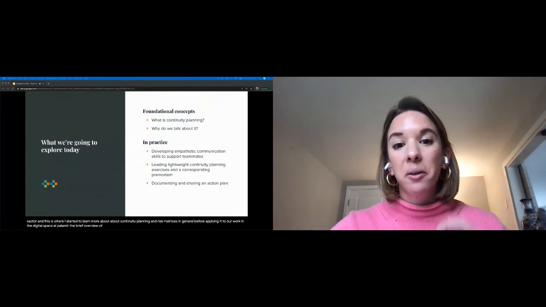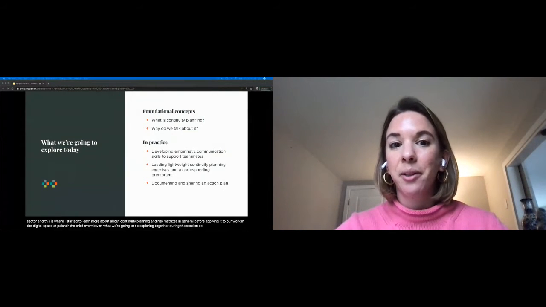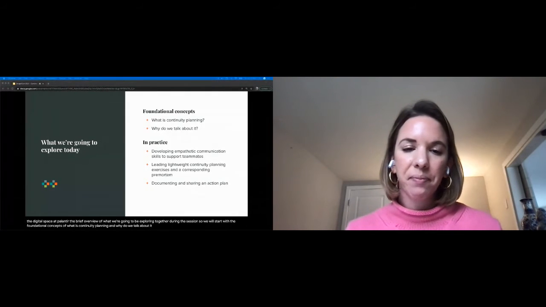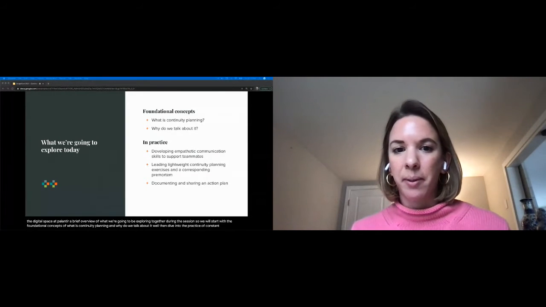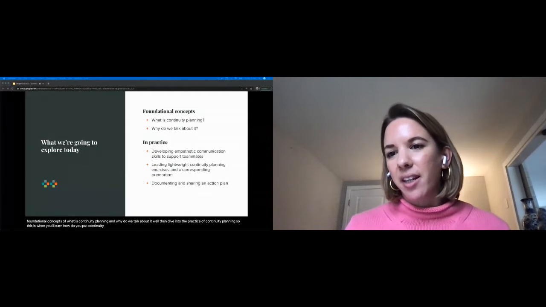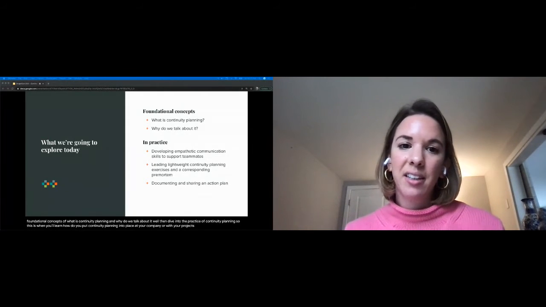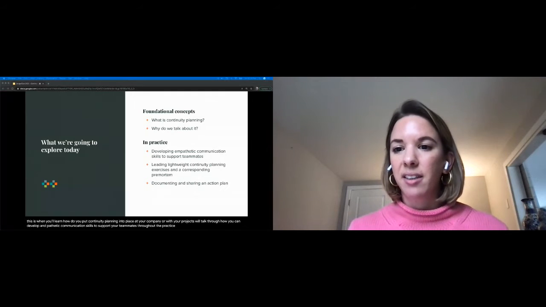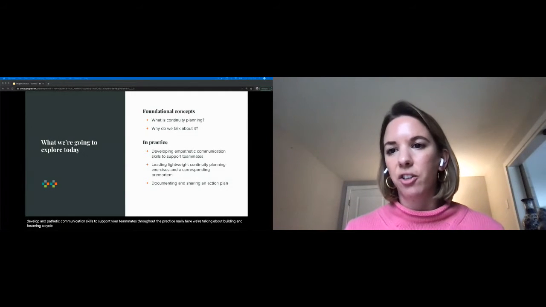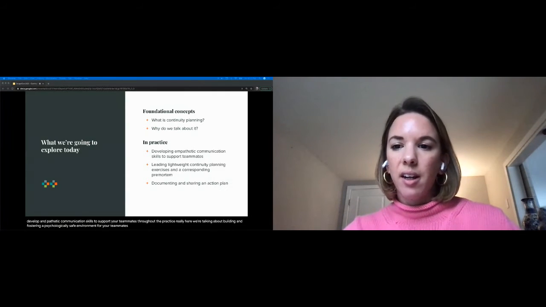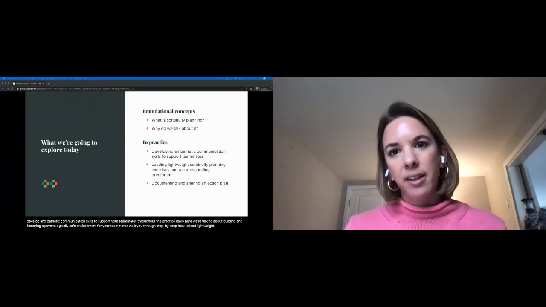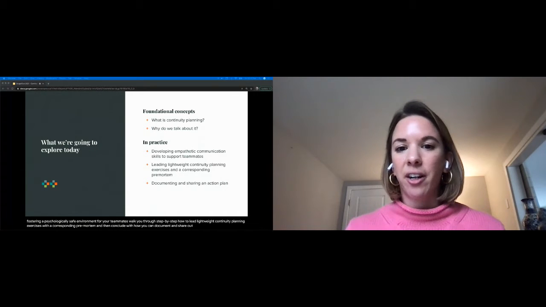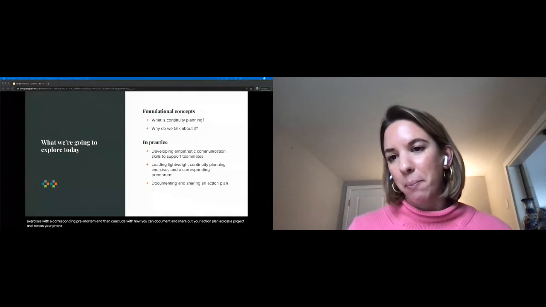So here's a brief overview of what we're going to be exploring together during this session. We will start with the foundational concepts. So what is continuity planning and why do we talk about it? We'll then dive into the practice of continuity planning. So this is when you'll learn how to put continuity planning into place at your company or with your projects. We'll talk through how you can develop empathetic communication skills to support your teammates throughout the practice. Really here we're talking about building and fostering a psychologically safe environment for your teammates. I'll then walk you through step by step how to lead lightweight continuity planning exercises with a corresponding pre-mortem, and then conclude with how you can document and share out your action plan across a project and across your full company.